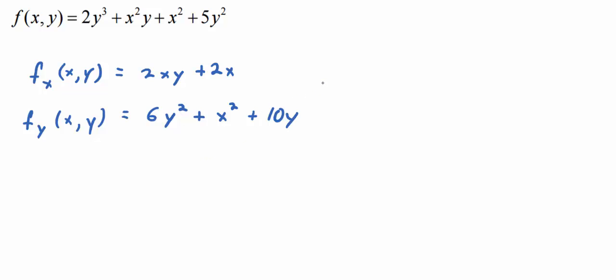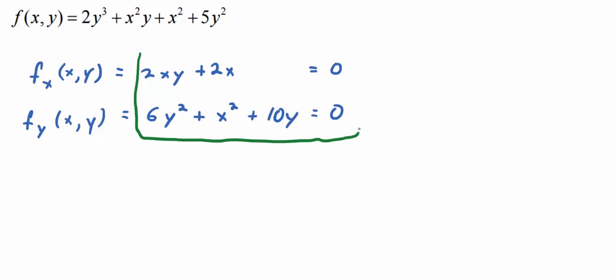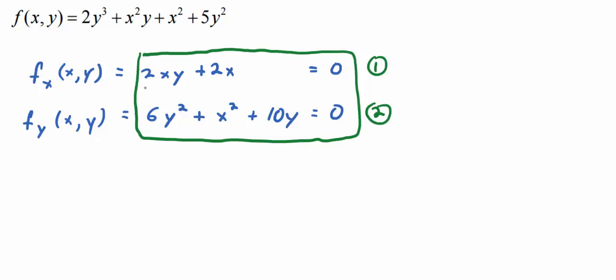And then we'll remember what we do. Critical values occur where the partials are either undefined, which won't be a problem with a polynomial function, or where they're equal to 0. So we'll set both partials equal to 0 and solve this resulting system of two equations, two unknowns. It's not as bad as it looks. Let's take equation number 1. We know that 2xy plus 2x equals 0.